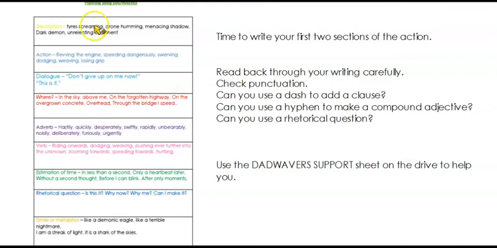On the Google Drive you'll find another helpful vocab support sheet, a Dad Wavers support sheet that I've put together for you, so there's lots of different openers here for each different section if you're struggling for ideas or you just want to try and rework any of yours. On top of using those, make sure when you read back through your writing carefully you check your punctuation. Punctuation needs to be really precise here, and we're looking for that higher level punctuation. Can you use a dash to add a clause? Can you use a hyphen to make a compound adjective? Can you use a rhetorical question? That will get your question mark in there. Use this Dad Wavers support sheet on the drive to help you wherever you need.